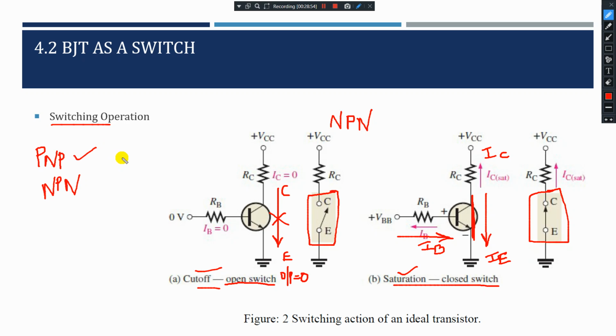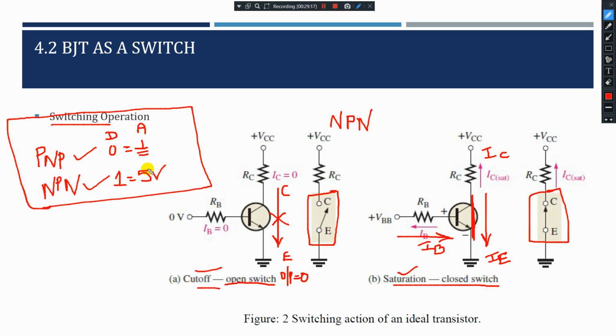This is switched on by using 0 volts. This is switched on by using 1 volt. 1 volt is nothing but digital. In analog it is 5 volts. In digital it is 1 volt. In analog it is nothing but ground. So in analog, it is ground and 5 volts for the transistors to be switched on.